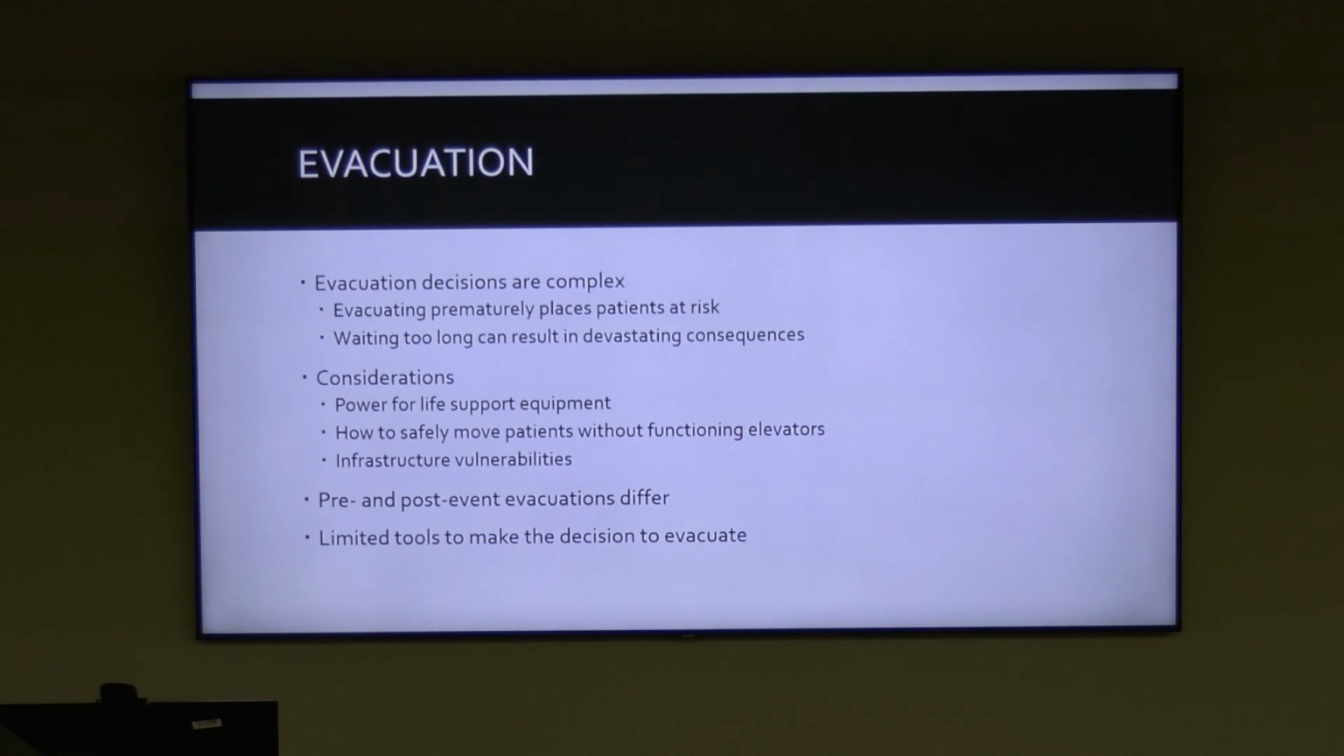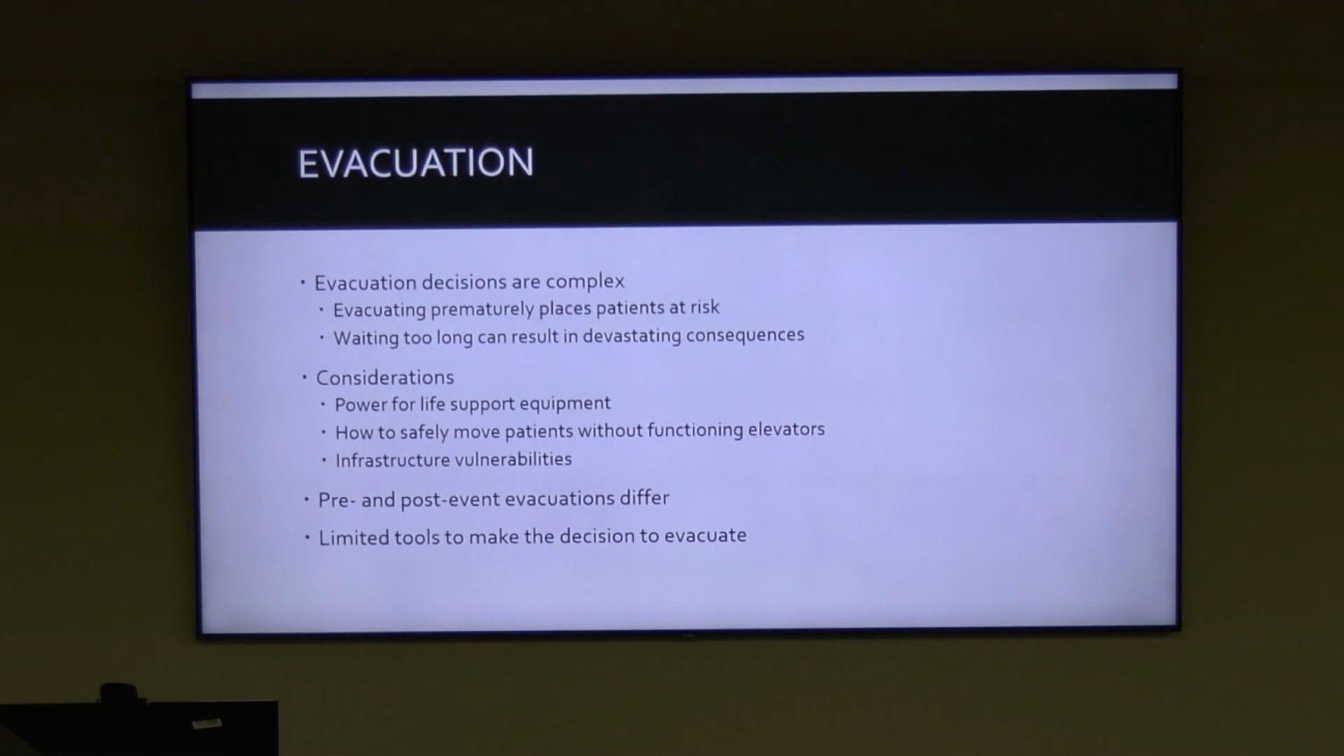Evacuating a hospital is a huge undertaking. The decision is very complex. Evacuating prematurely puts patients at risk, and waiting too long can also result in devastating consequences. There are a lot of considerations that have to be in place to determine whether evacuation is safe. The power for life support equipment, patients in the ICU are on ventilators and all these machines. Making sure that they stay on these machines as they are evacuated can be really difficult.